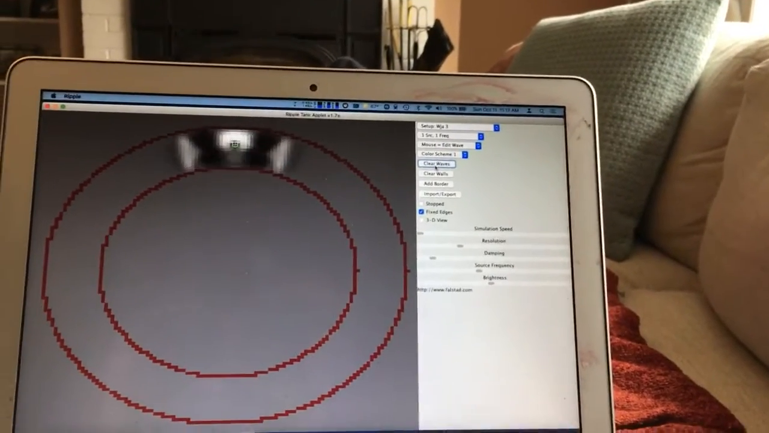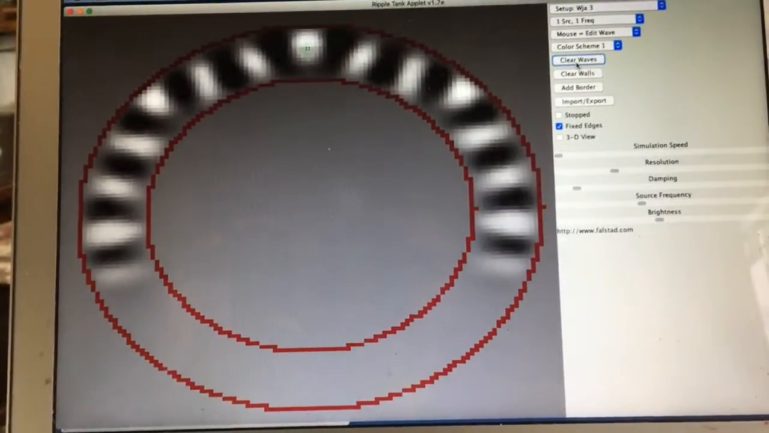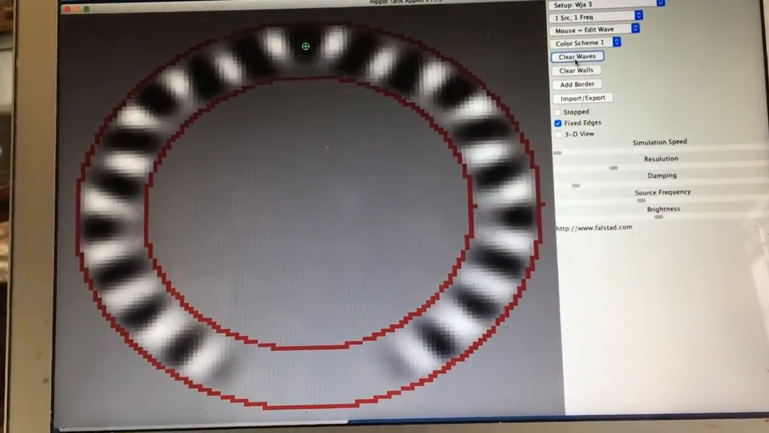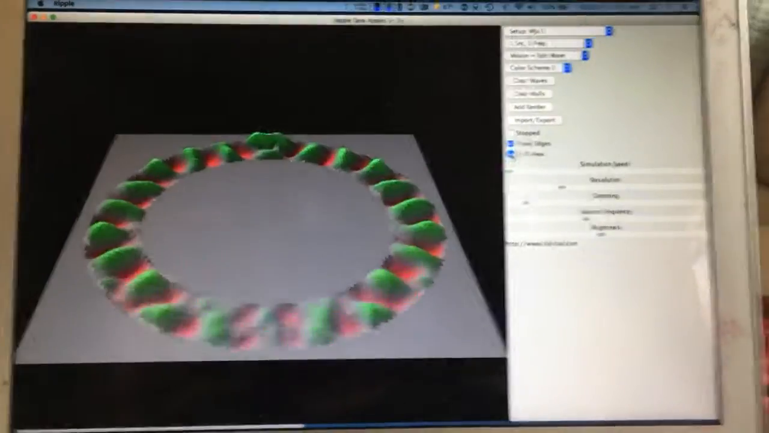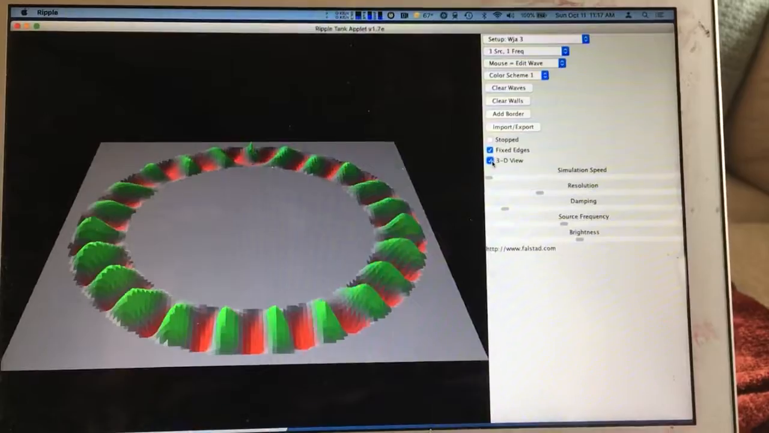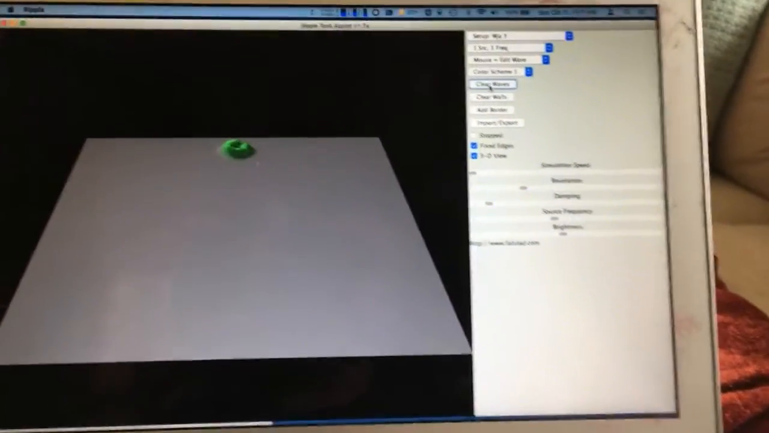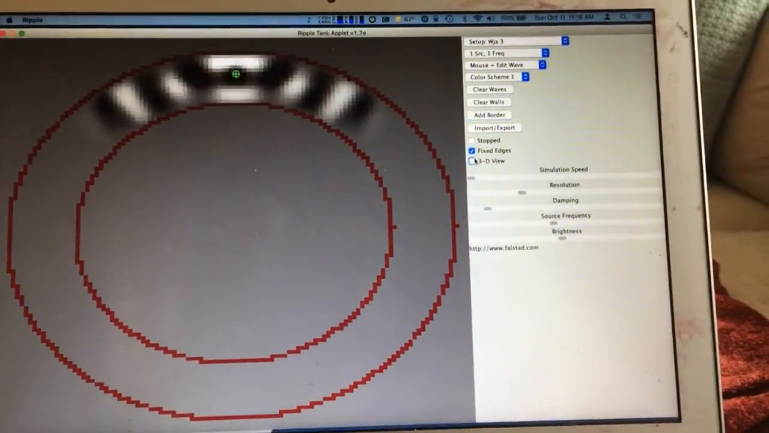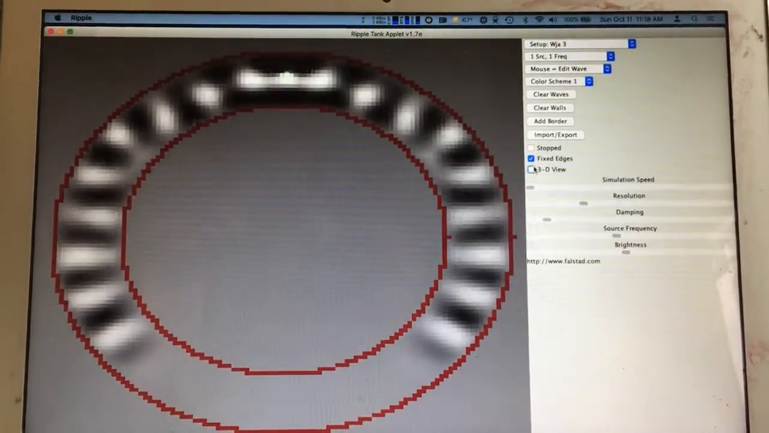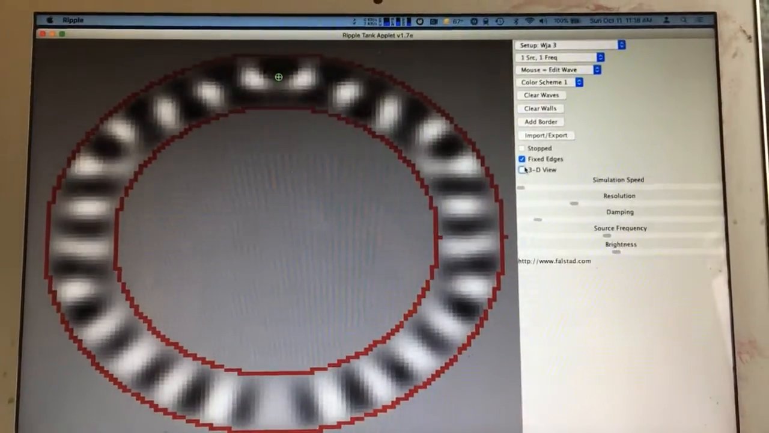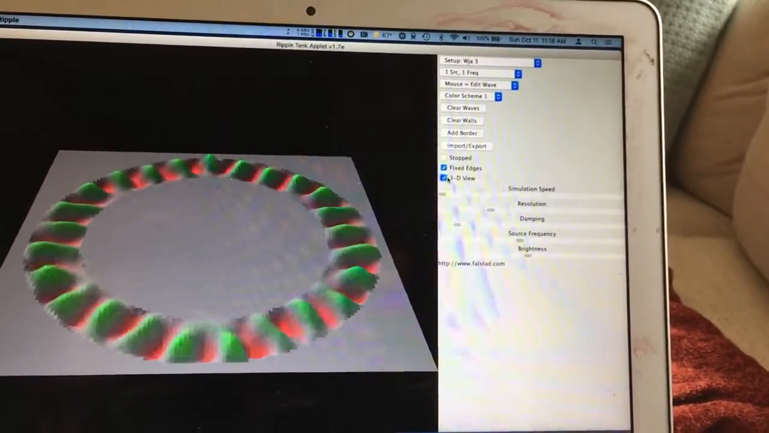Clear the waves. I don't know about that. So much for that. Here, let me try a slightly higher frequency, and then we'll move on. I don't know. Okay, I'm not convinced.